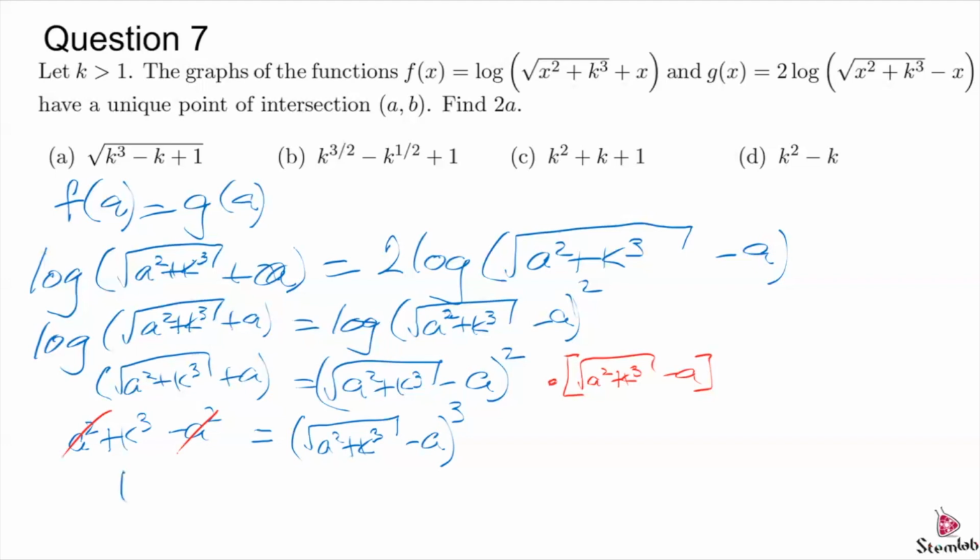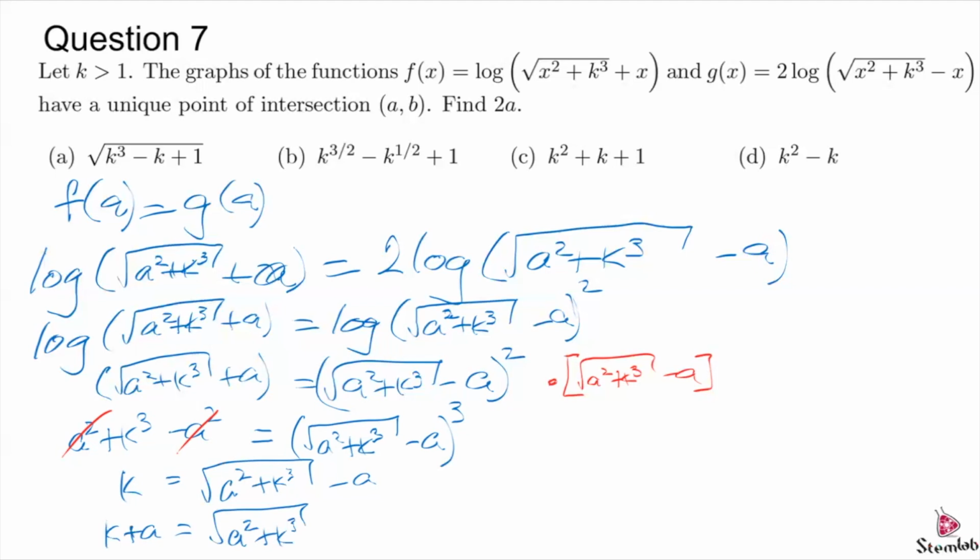So we have k cubed equals, oops, sorry, k, taking the cube root. We have k equals the square root of a squared plus k cubed minus a. So transposing, we have k plus a equals the square root of a squared plus k cubed. And then now we can actually square both sides and get rid of that last radical.